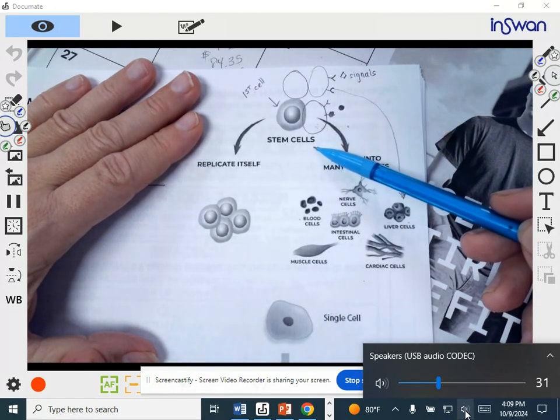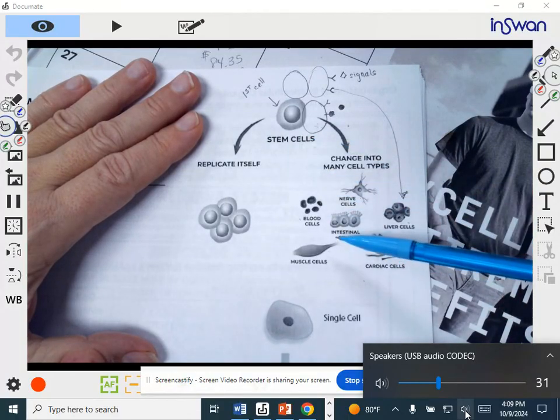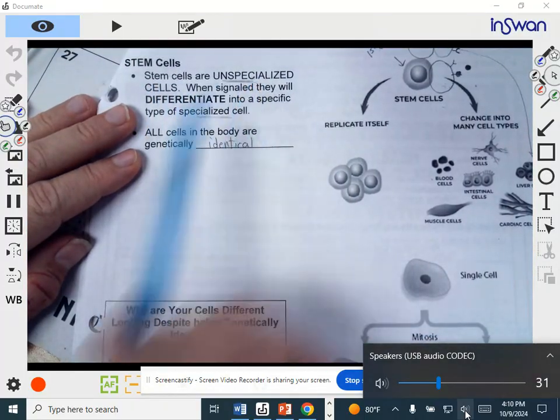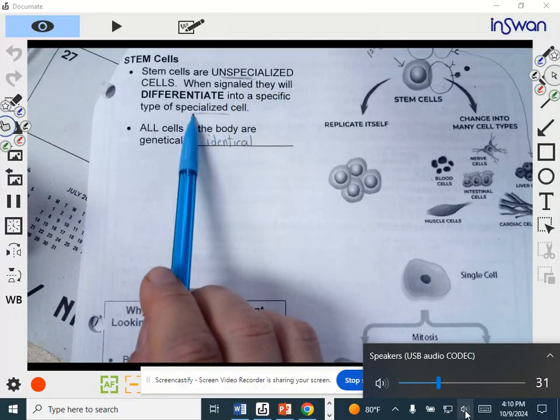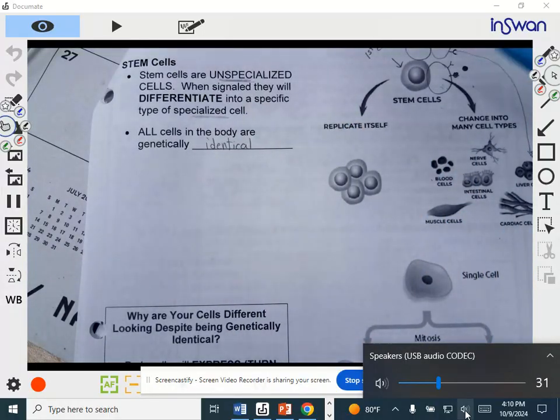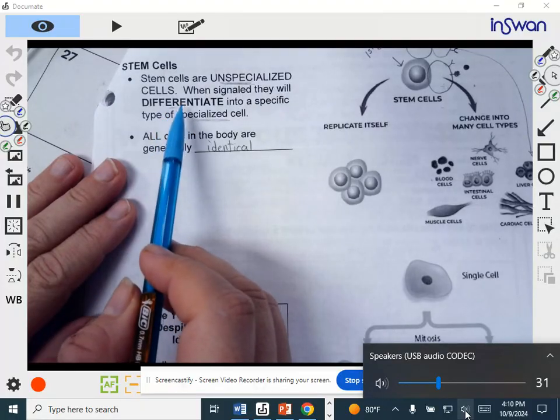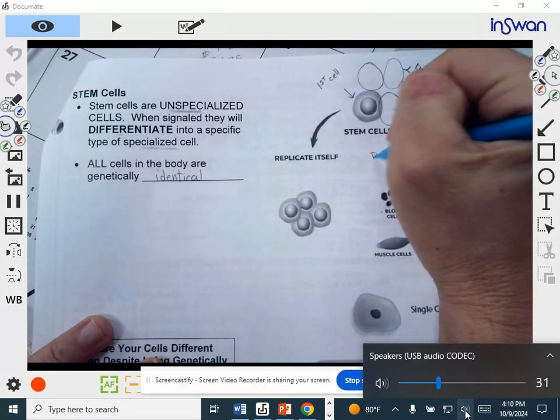So stem cells are cells that have not specialized. They can specialize, and they can turn into different types of cells in the body, okay? So it says stem cells are unspecialized cells, but when they are signaled, they can turn into a specific type of cell. Now, when they turn into a different type of cell or a specific type of cell, this is called differentiation. Or we say that the cells are differentiating, becoming different types of cells in an organism. So this is showing you differentiation.